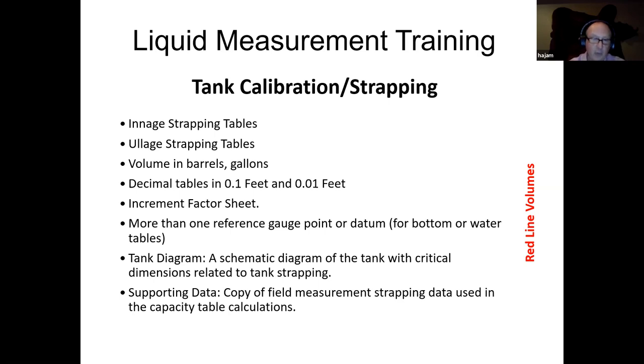One thing you want to be aware of is that every tank has a red line volume. That red line volume is a maximum fill for that tank. You cannot exceed that volume or you damage the tank or overfill the tank, which usually results in spills. That we have to avoid.